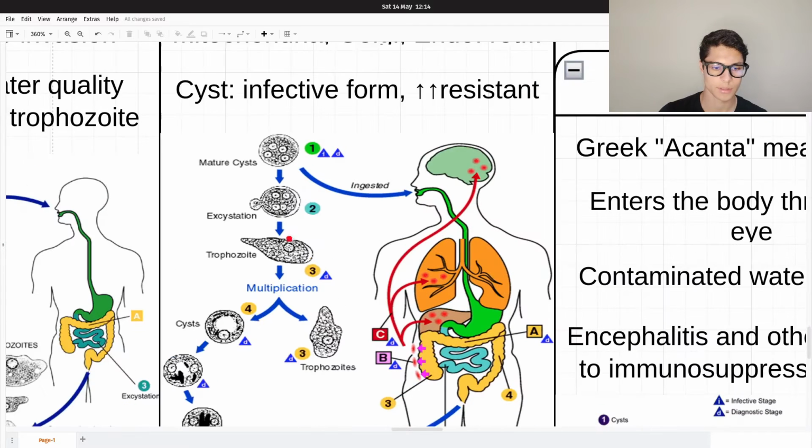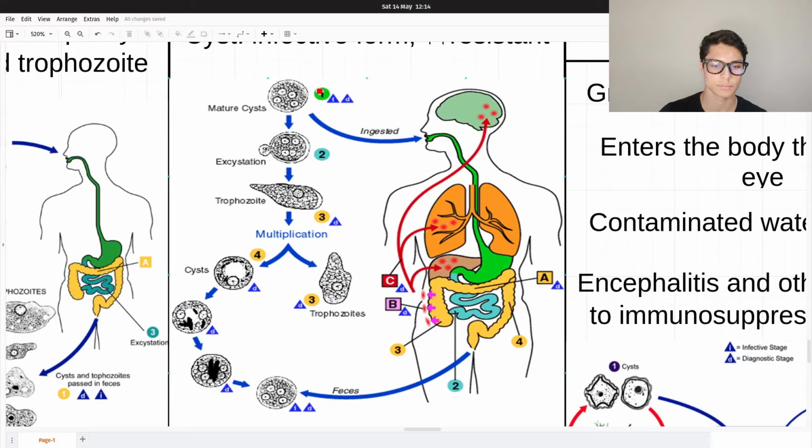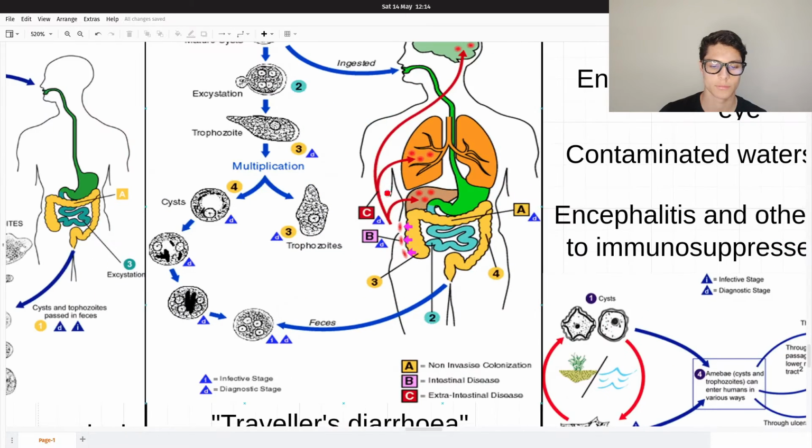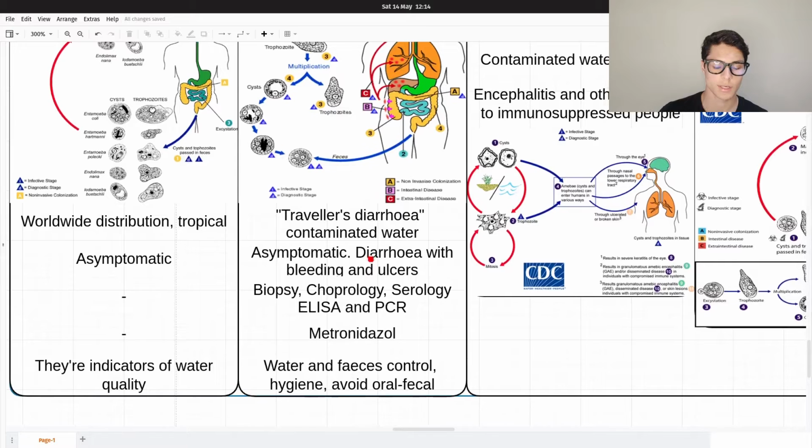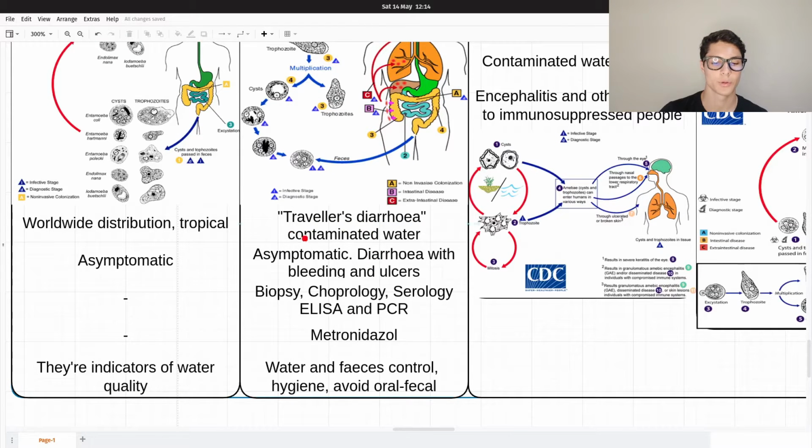The life cycle starts with mature cysts, which are ingested, and there is the excystation in the small intestine. Then we have the trophozoite. The trophozoite then creates cysts, and then the cysts leave in the feces. They get out very, very easily. They can also invade all the tissues, as you can see here, the liver, the lungs, and the brain. This is the common traveler's diarrhea through contaminated water.